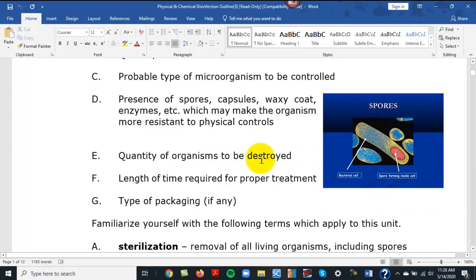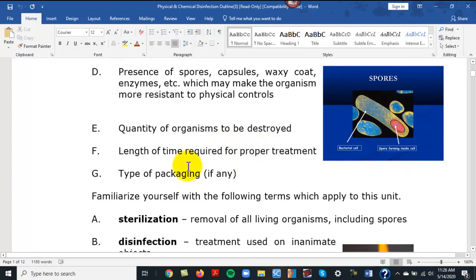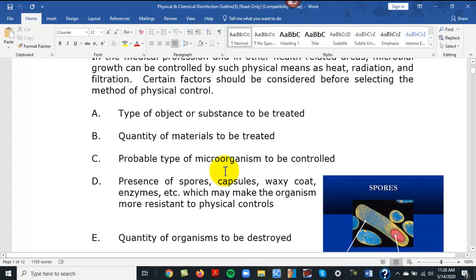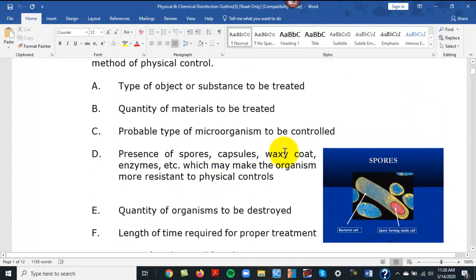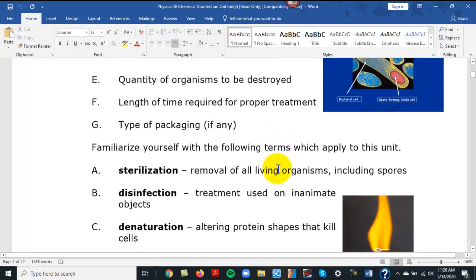Quantity of organism to be destroyed, if you knew you had a pretty hefty treatment to start with. The length of time and any kind of packaging. So basically just anything you would consider before you take a flamethrower to something or you're going to heat it up, you've got to consider these things.